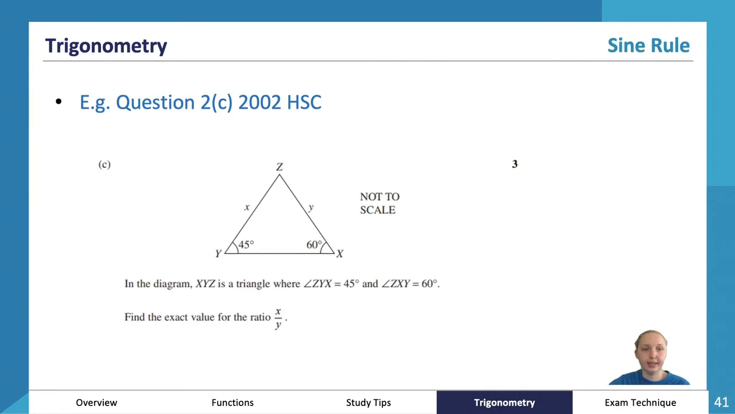All right, looking at a second question using the sine rule. This is from the 2002 HSC. So in the diagram, XYZ is a triangle where angle ZYX is 45 degrees and angle ZXY is equal to 60 degrees. Find the exact value for the ratio x over y. This is a little bit trickier and it's worth 3 marks.